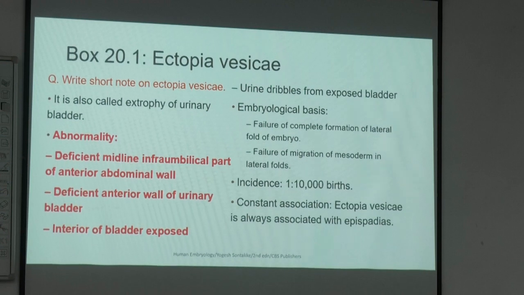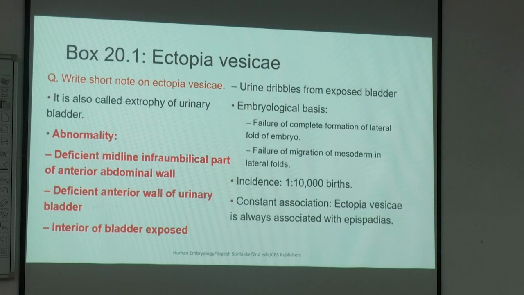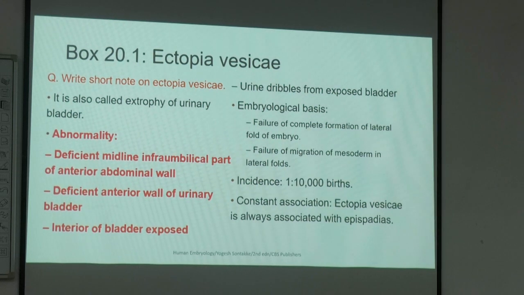It may be associated with other errors, such as penile problems if it is a male individual. It may have other birth defects as well, such as joint problems, etc. It is not very uncommon, but not a very common disease either. It happens with an incidence of 1 in 10,000 live births. So, we see that the urinary bladder is completely out. This is what you are seeing here.